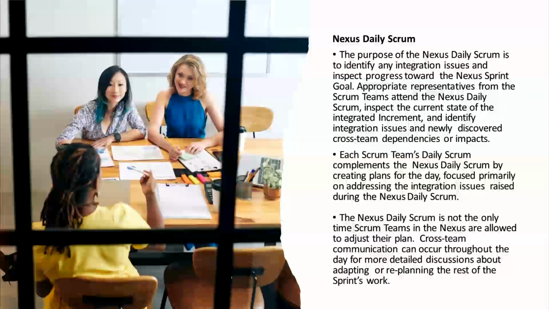Each Scrum team's Daily Scrum complements the Nexus Daily Scrum by creating plans for the day, focused primarily on addressing the integration issues raised during the Nexus Daily Scrum. The Nexus Daily Scrum is not the only time Scrum teams in the Nexus are allowed to adjust their plan. Cross-team communication can occur throughout the day for more detailed discussions about adapting or replanning the rest of the sprint's work.